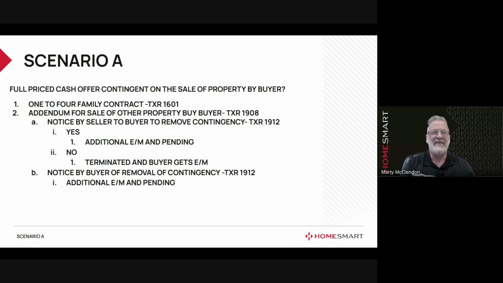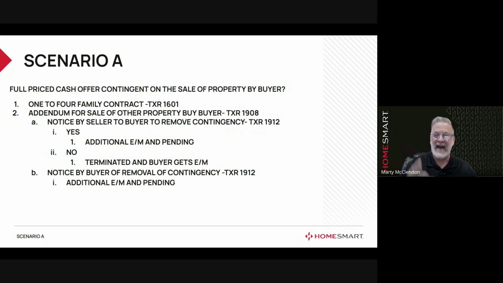So in scenario A, they get a full price offer and the buyer decides, you know what, I don't want to be in this place where I can be bumped anymore. They can use the same form, TXR 1912, to remove their contingency to no longer be in that place where they're vulnerable. Let's say that they got the house, they're just waiting for the proceeds, they've already gone to closing. They could choose to remove it because, remember, if the buyer doesn't remove their contingency, the contract will automatically terminate upon the date.